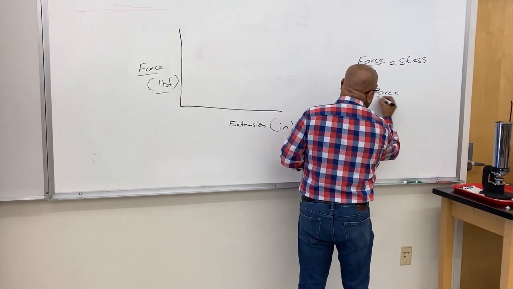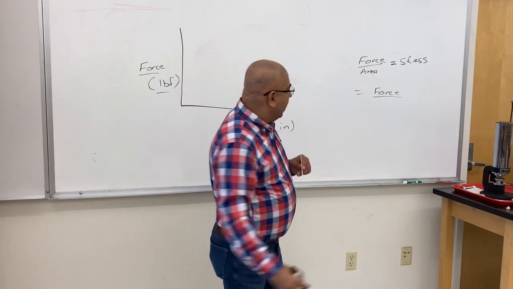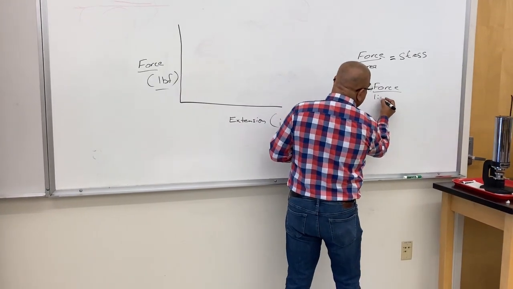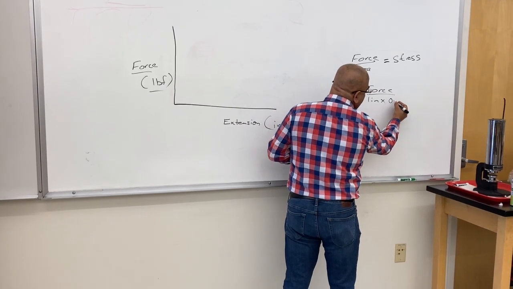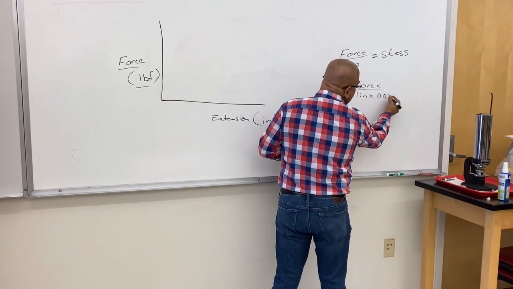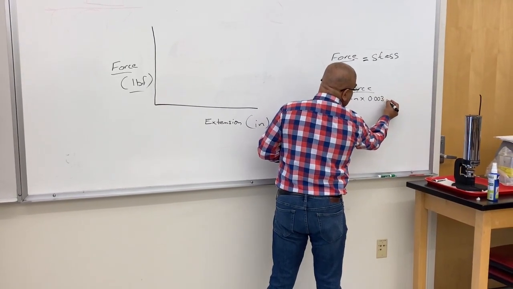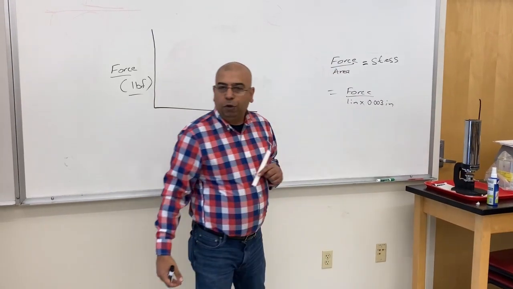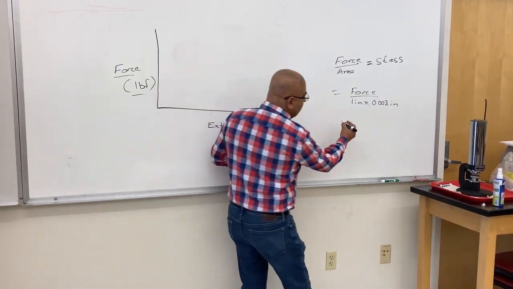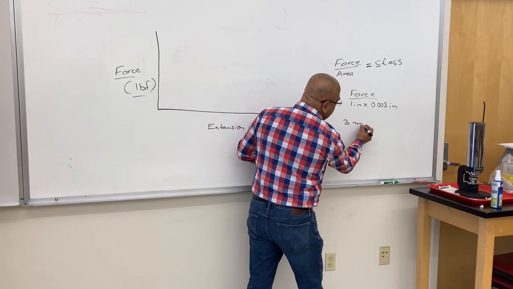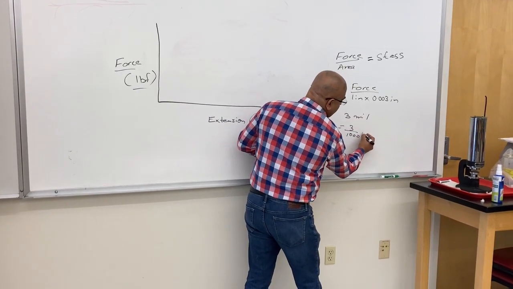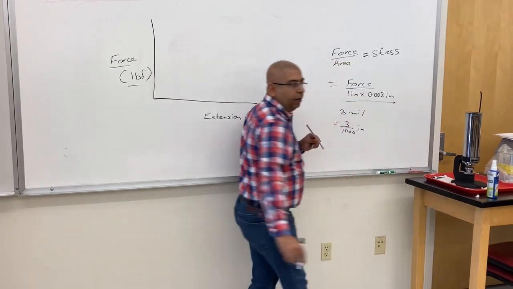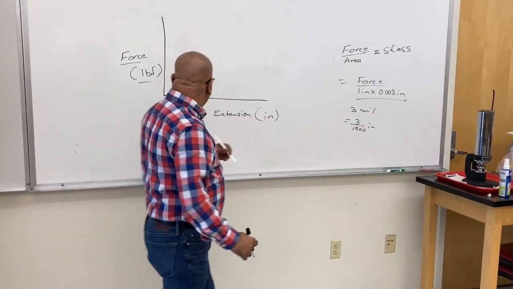And in our case, we have area of 1 inch times 0.03 inches. And why 0.03 inches? Remember, the thickness is 3 mils, and 3 mil is 3 by 1000 inches, right? So this is our area right here.